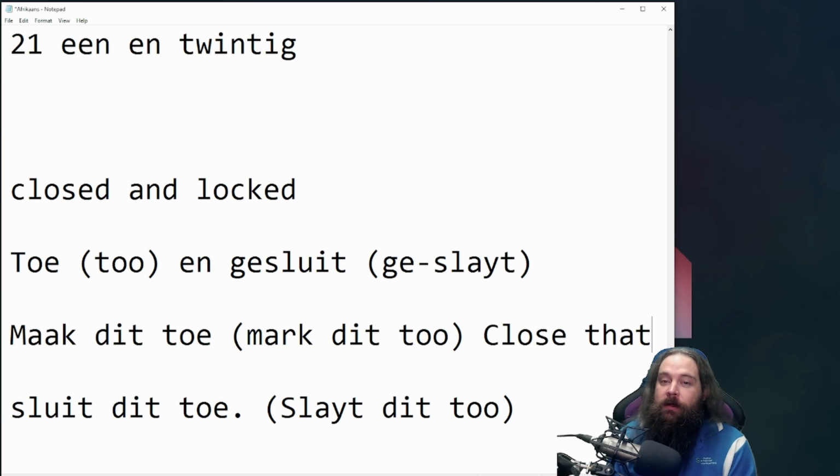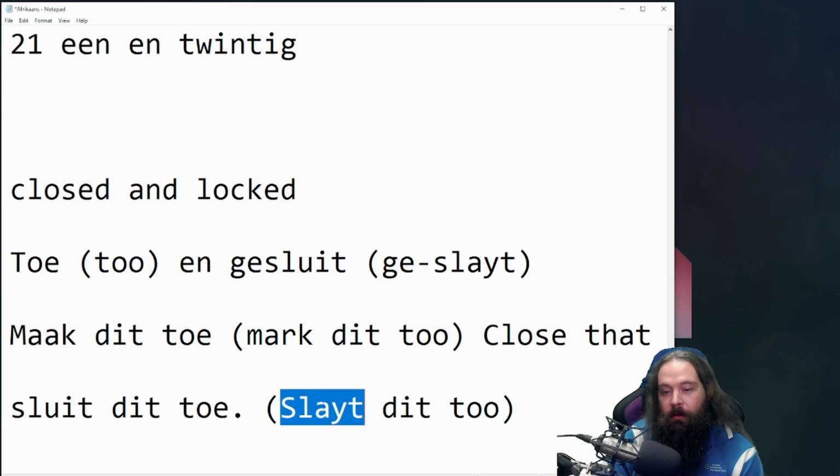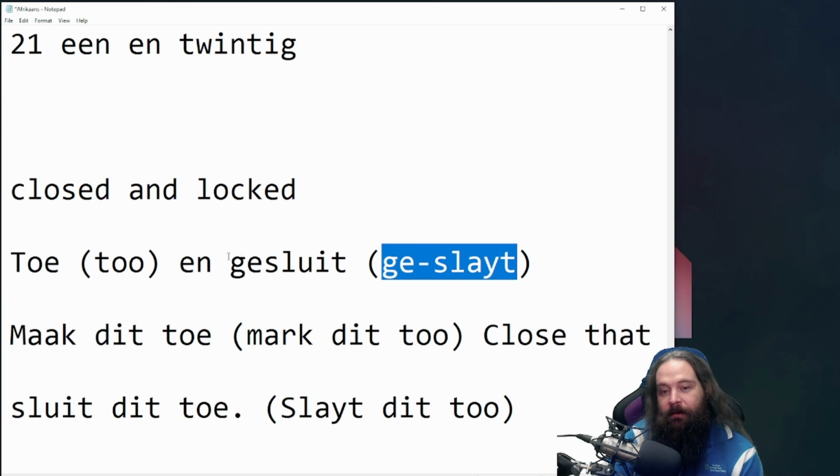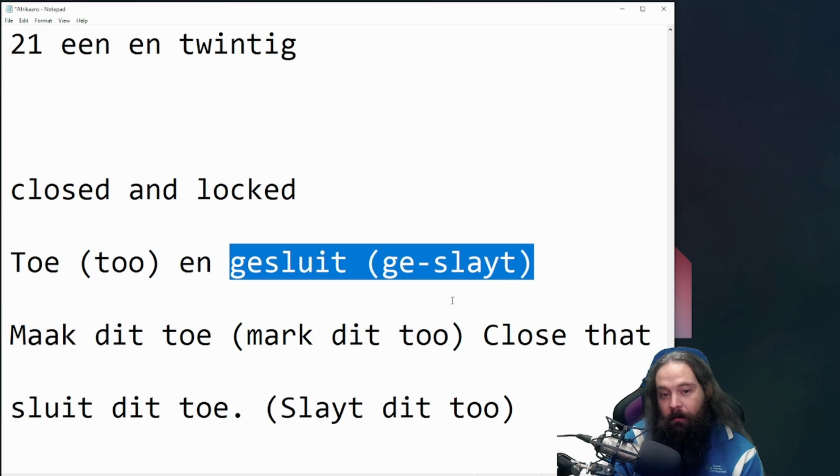But again, you can also lock something. You can close something and lock it, and that is where you can also sluit something too. So if I close my door but I don't lock it, I say maak die deur toe. Close the door, right? And if I lock my door, I'll be sluiting. The door will be gesluit, right?